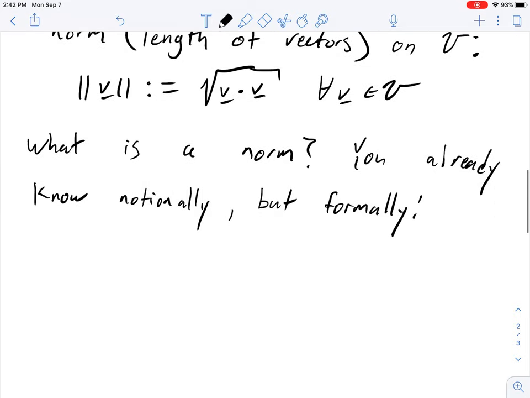So a norm is an operation that we'll denote with double bars like this, and it takes one argument.